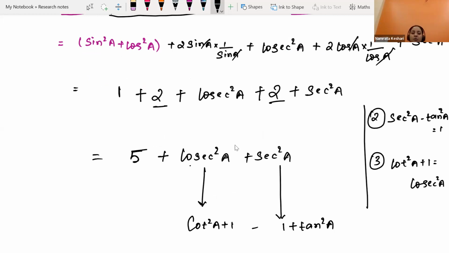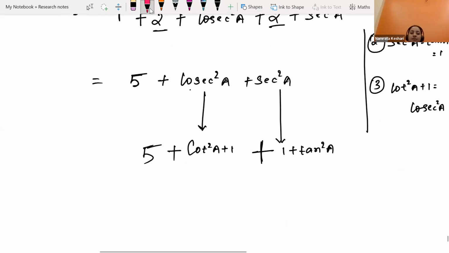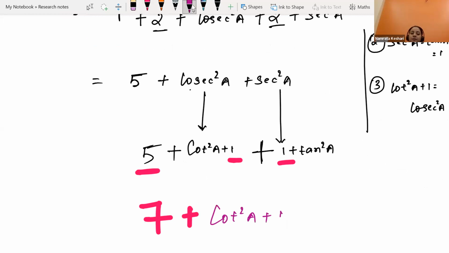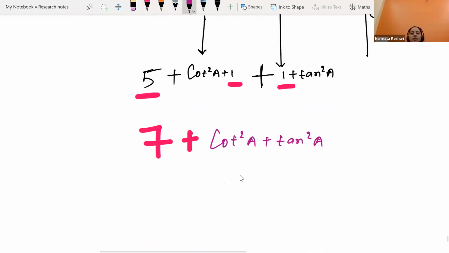Both are just added together and 5 is there. So 5, 1, 1: 5 plus 1 is 6, 6 plus 1 is 7, we are getting. And we are done with the proof. Check it. This is what we wanted to prove: 7 plus cot square A plus tan square A. This is only the RHS we are having.